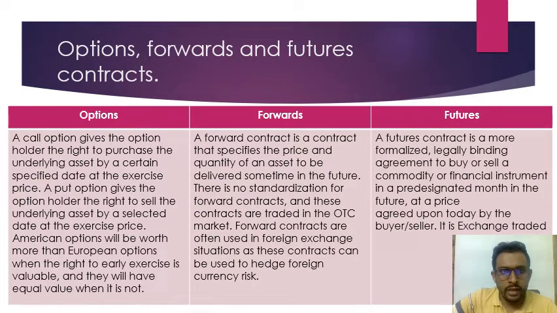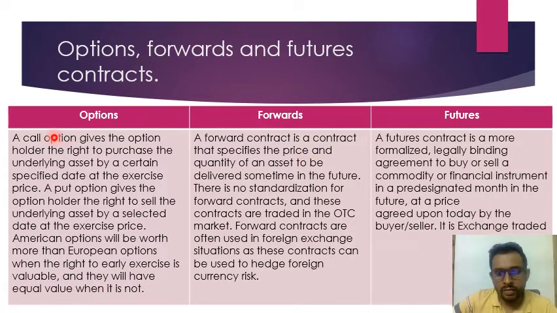Options, forwards and futures. A call option gives an option holder the right to purchase the underlying asset by a certain specified date at the exercise price. The put option gives the option holder the right to sell the underlying asset by a selected date at an exercise price. American options will be worth more than European options when the right to early exercise is valuable, and they will have equal value when it is not.